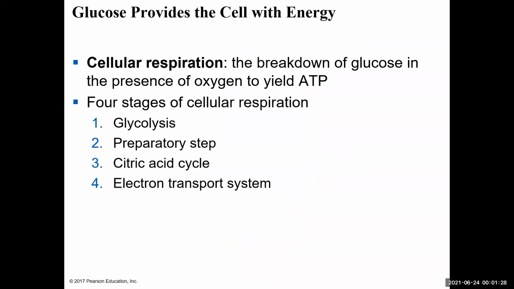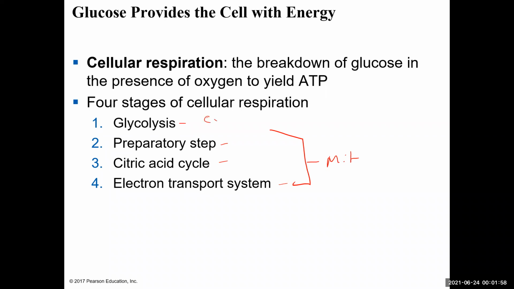So what is cellular respiration and the processes that it includes? Well, like I said, there are 4 stages to cellular respiration. The first is glycolysis. Then there's the prep step, the citric acid cycle, and the electron transport system. You'll hear me say ETS just because it's shorter, and I'm referring to the electron transport system when I say ETS. These 3 are all in the mitochondria.